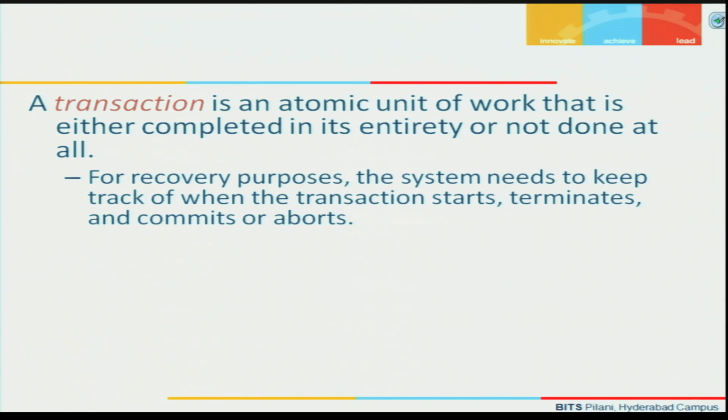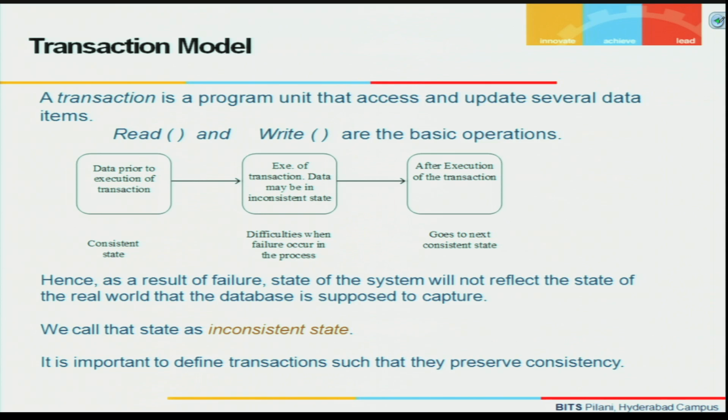For recovery purposes, the system needs to keep track of when the transaction starts, when it terminates, when it commits, and what are the data items that have been modified by this transaction. When there is a problem, I can always consult this information or data log and then remove the effects done by this half done transaction. If you look at the transaction model, a transaction is a program unit that accesses and updates several data items. It performs basic operations like read or write on the data items.